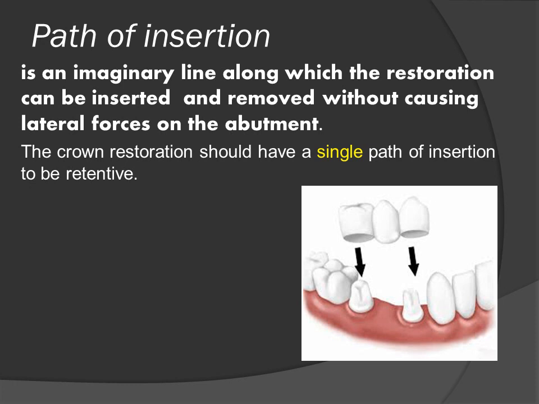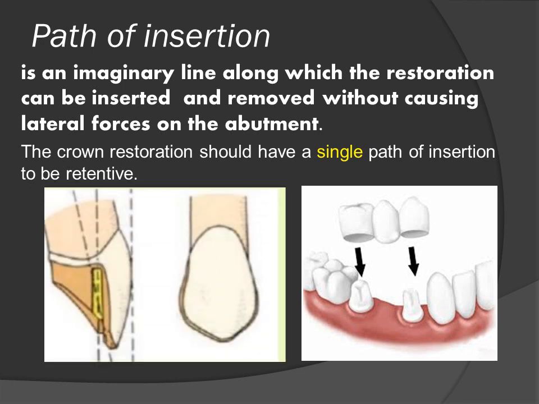Most of the time, the path of insertion of the crown restoration is parallel to the long axis of the teeth, but for the crowns of the anterior teeth, their path of insertion should be parallel to the incisal 2/3 of the crown, not to the long axis. So, the crown restoration should have a single path of insertion to be retentive. This is very important.